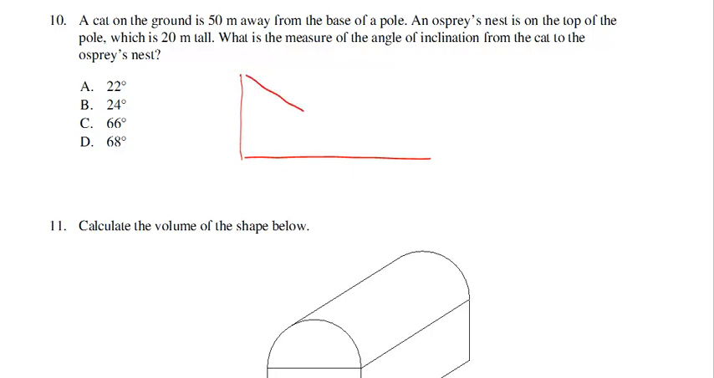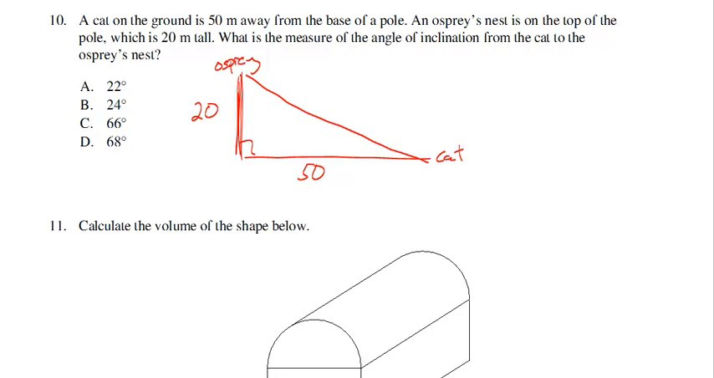And so we have something looking like this. I think we have an osprey. It said it's on top of a pole, so we'll have the pole here. I'm awful at drawing pictures, so I'm just going to write that we have the osprey up here, and we have the cat over here. So a cat on the ground is 50 meters away from the base of the pole, so we have 50 like so. The osprey's nest is at the top of the pole, which is 20 meters tall, 20 like so. What is the measure of the angle of inclination?